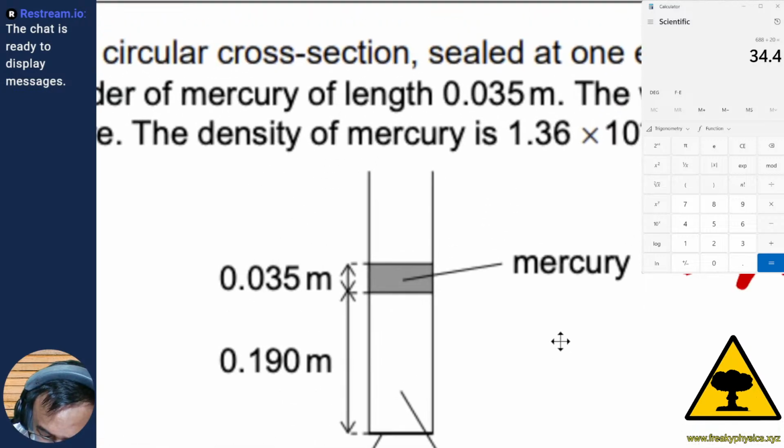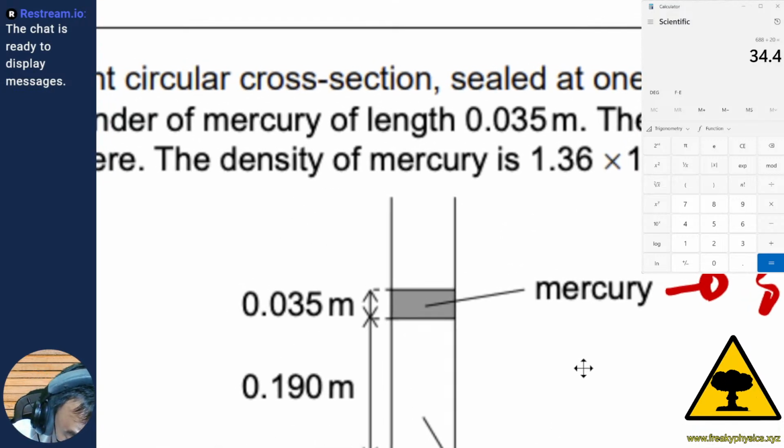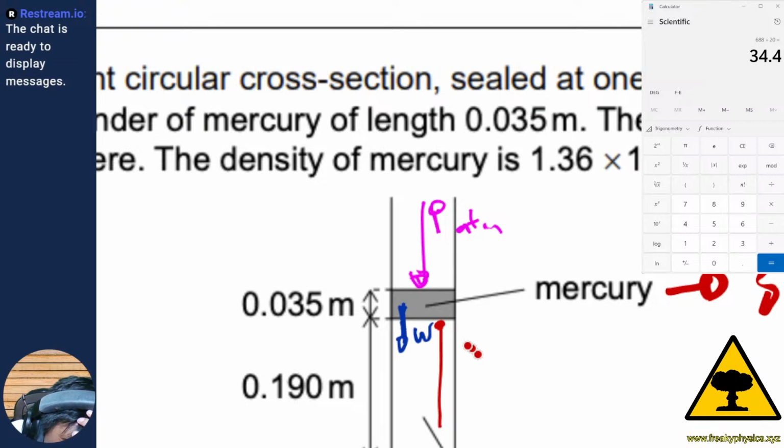Why do we need forces? Because pressure in the most basic treatment is still about forces, right? So if we look at it this way, this is going to be the weight of the mercury column, right? Then what are the other forces? There's the atmospheric pressure, the pressure from the atmosphere, right? And then the third force is going to be the pressure coming up from the gas, P gas.